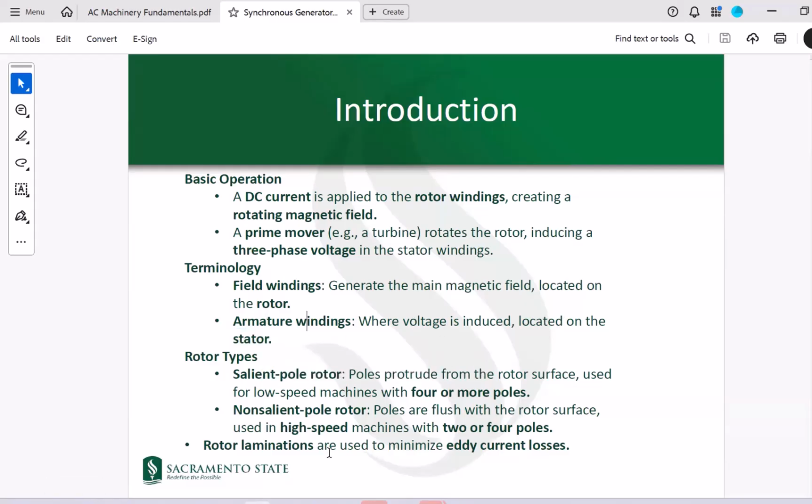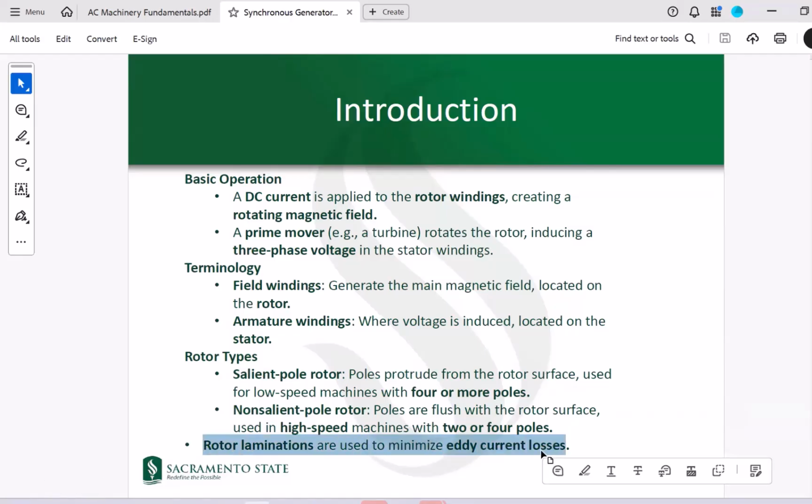Rotor types, we discussed that before, salient pole or non-salient pole. Non-salient pole is also called round rotor. The salient pole usually has 4 or more poles. The non-salient pole rotors are usually 2 to 4 poles. Rotor laminations are used to minimize the eddy current losses.